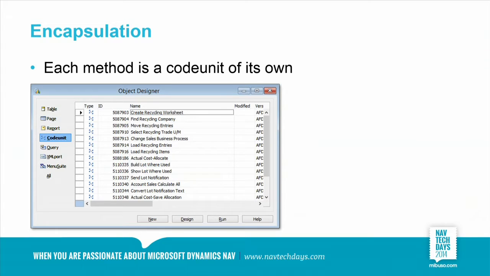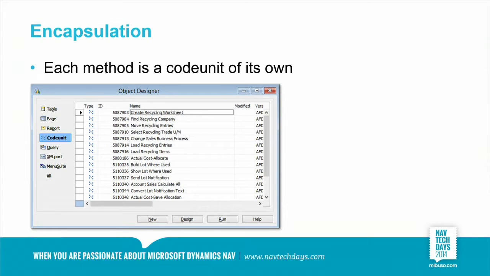Each method is a code unit of its own. Like create recycling worksheet, that's from one of our verticals, find recycling company, move recycling entries, change sales business process, load recycling entries. Everything that you can do, all the actions, all the methods are just one code unit each. And I gladly take the opportunity again to ask Microsoft to give us code units for free.